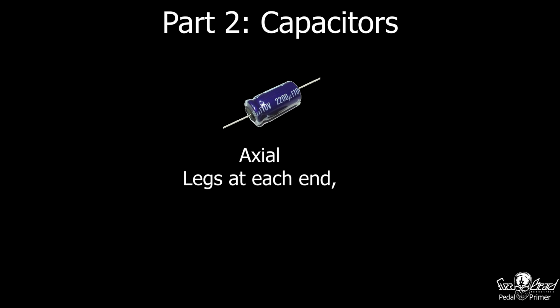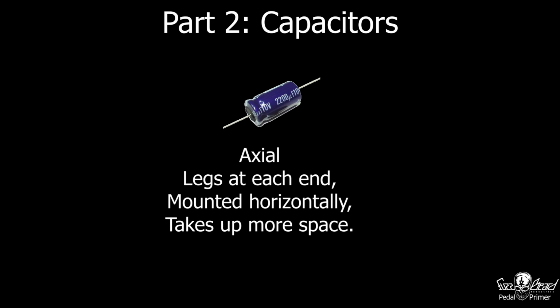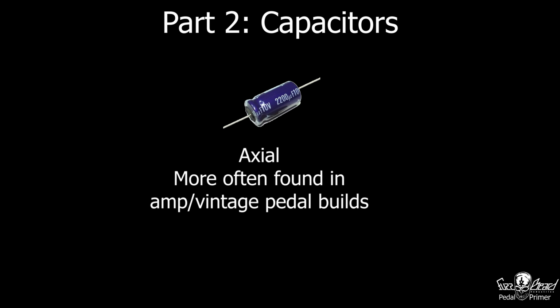Axial capacitors are mounted horizontally on the board, and obviously they take up more space, hence their reduced popularity, especially where PCB real estate is limited. You are more likely to find axial capacitors on vintage pedals and audio amp builds, where the enclosures were larger and there was a bit more space to work with.